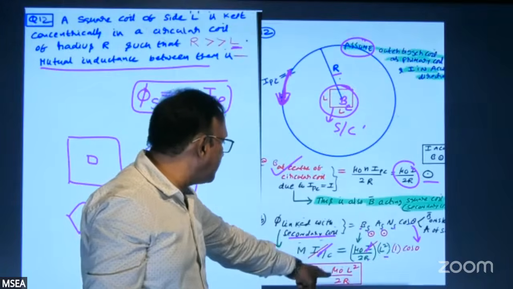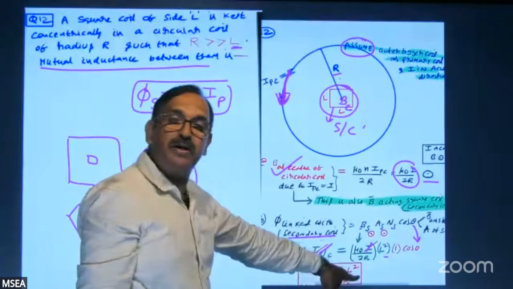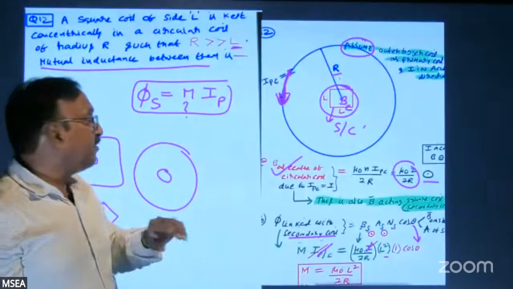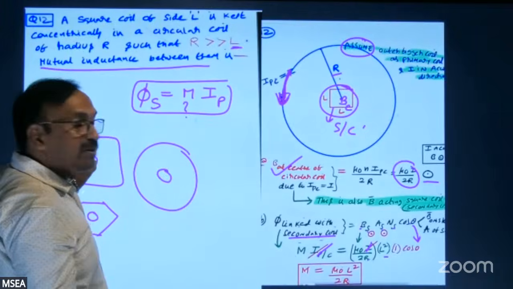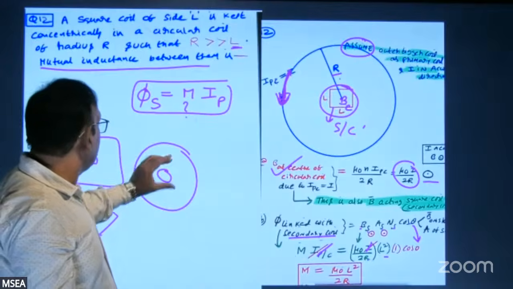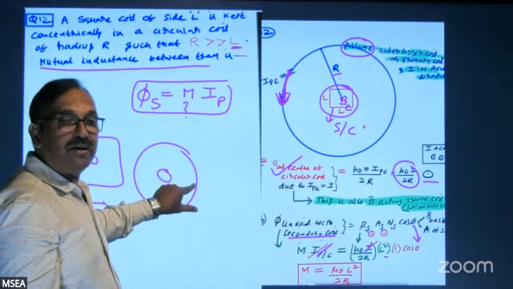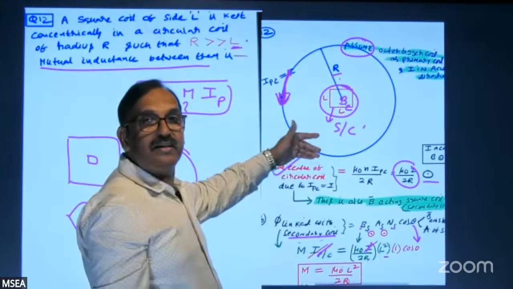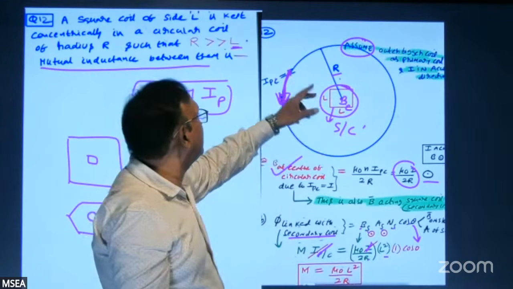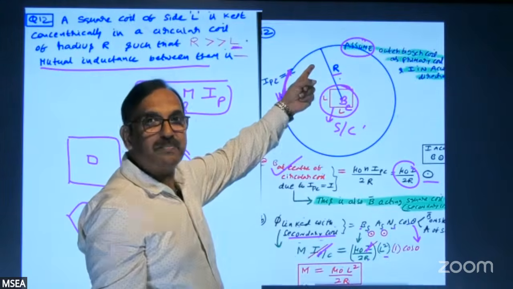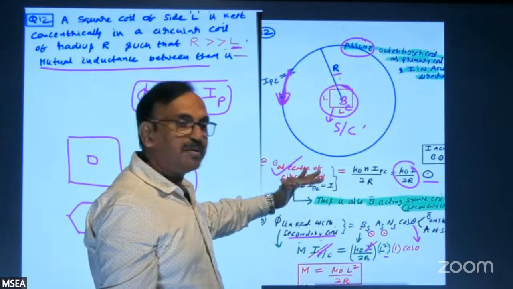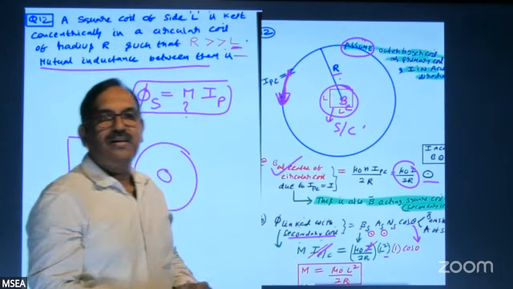So what is the mutual inductance? Mu naught L square by 2R. What I want to tell you is, most of you are definitely thorough with square coils, a small square coil inside a big square coil, and a small circular coil inside a big circular coil. But we need to be ready to face a simple question on very similar lines with a square coil being kept inside a circular coil. Okay, so this is a good answer for this particular question.